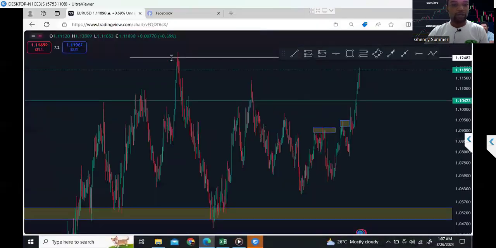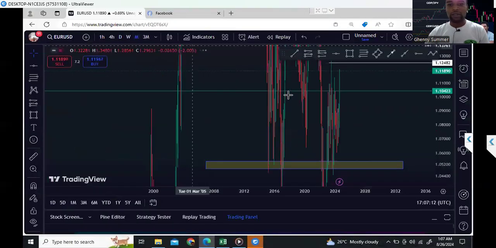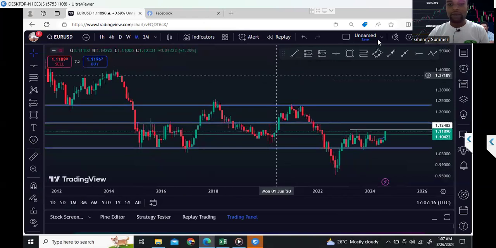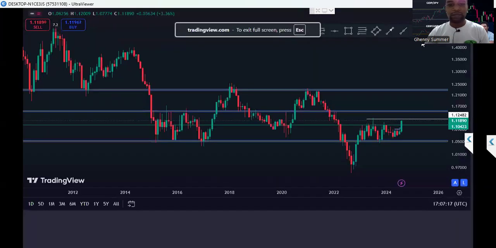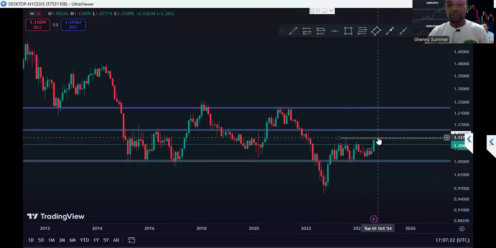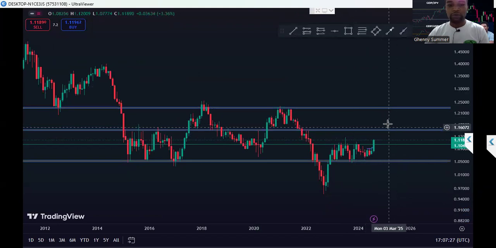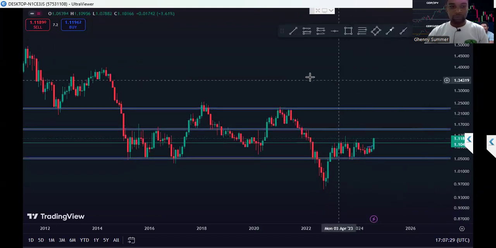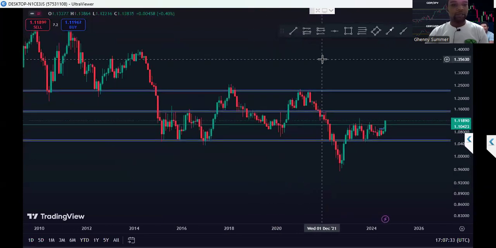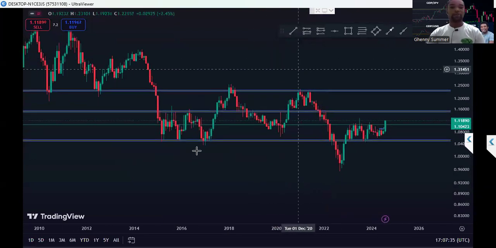What am I going to be looking at in Euro USD first? As you know, I'm going to come on the monthly time frame. I normally analyze, I was doing some analysis previously. So I'm going to come on the monthly time frame on the Euro. I'm going to check my key levels. When I come on the monthly time frame, I check my key levels.